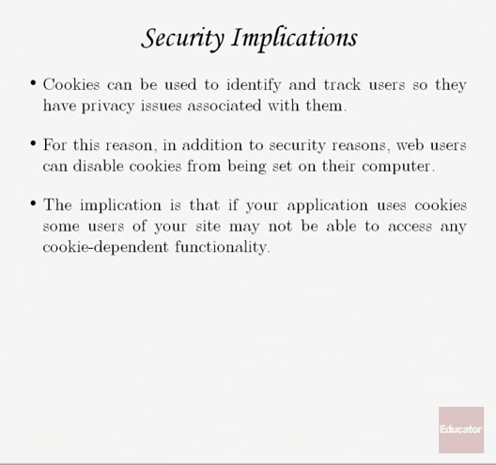So I just want to talk real quickly about security implications of cookies. Basically, cookies can essentially be used to track users, and so they have some privacy issues associated with them. So for example, let's say you go to a website and your browser is allowed to accept cookies. The website can set a cookie that sends some unique user ID. So every time you go back to that website, your browser is going to match the domain of that website, and it's going to send that cookie.